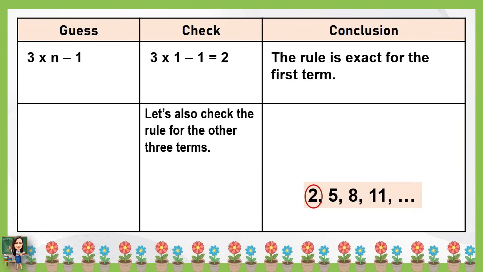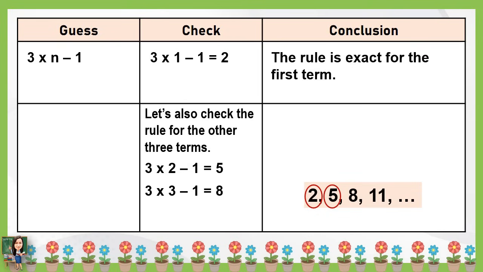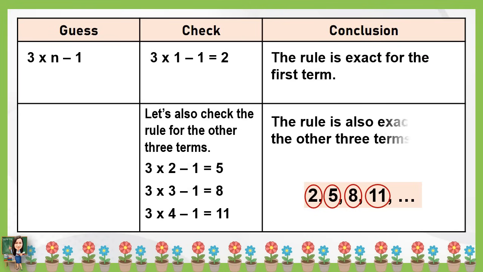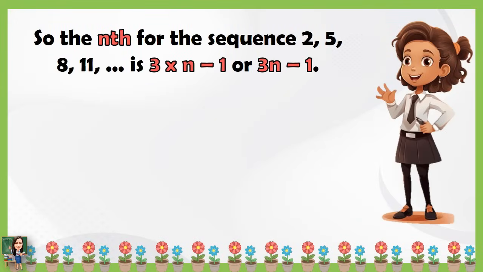Let's also check the rule for the other three terms. 3 times 2 minus 1 equals 5. 3 times 3 minus 1 equals 8. And 3 times 4 minus 1 equals 11. The rule is also exact for the other three terms. So the rule for the sequence 2, 5, 8, 11 is 3 times n minus 1, or 3n minus 1.